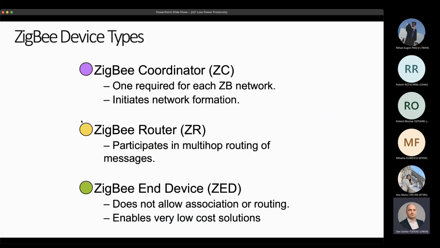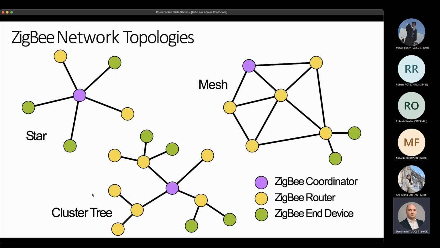You have routers within that network. A router usually participates in multi-hop routing for messages, so it can act as a repeater of signals passing through the network. And then you have an end device, or an ED. This is the end node itself. It does not allow associating or routing, so you can only connect to it through a router, and it enables very low-cost solutions.